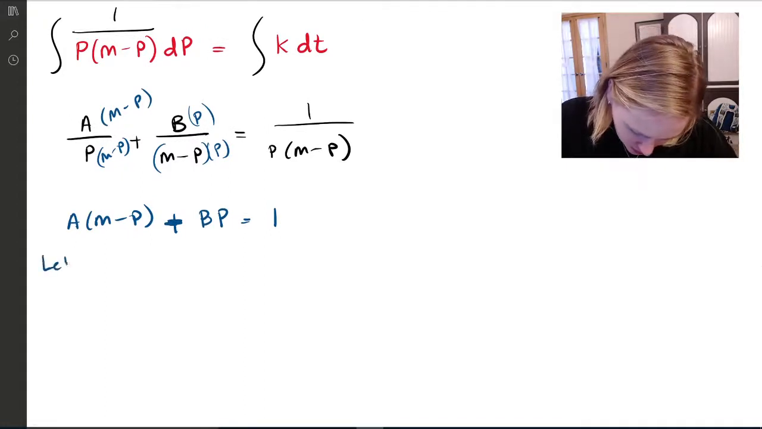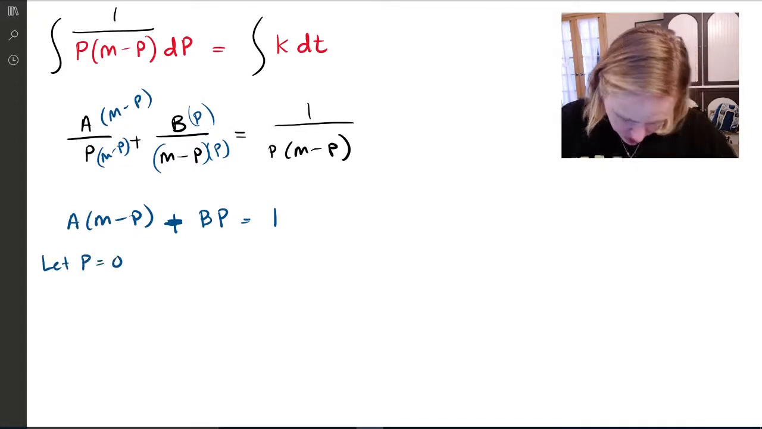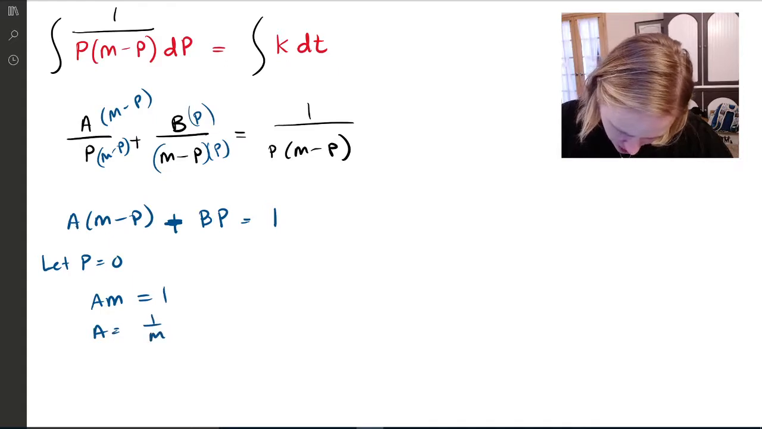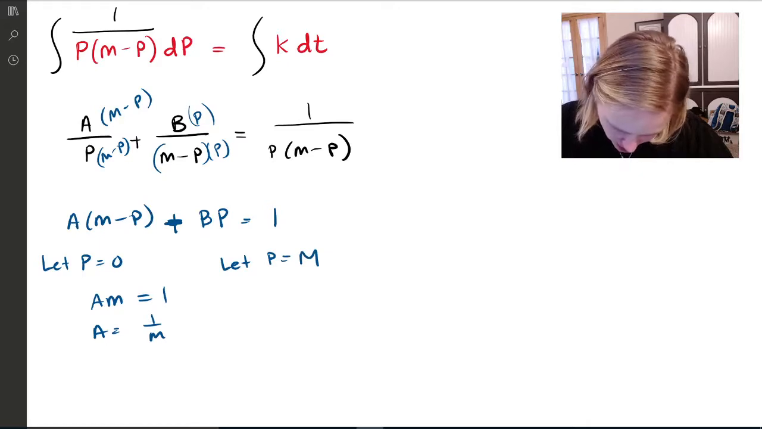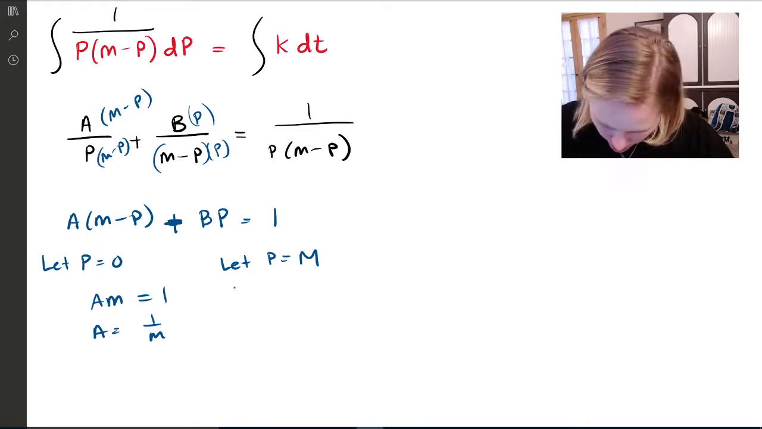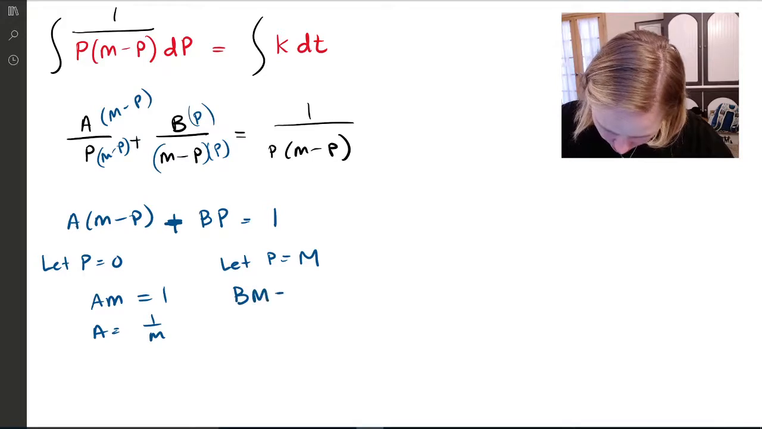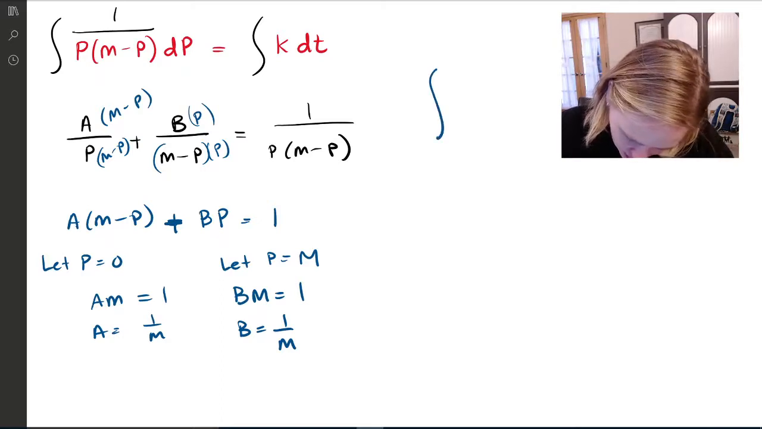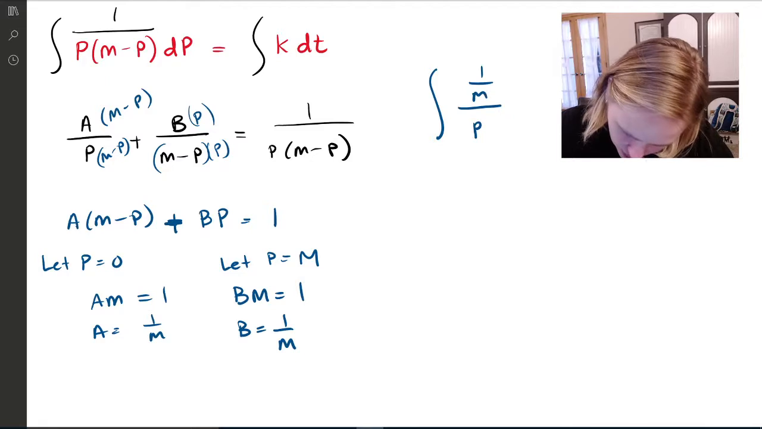Now I'm going to let p equal 0, and when p is 0, I get am plus 0 equals 1, so a equals 1 over m. And then I'm going to let p equal m, and when p is m, this turns to 0, and then I get b times m equals 1, which means b is also 1 over m. So now I'm ready to go and do my integral. When I integrate, I put a in and b in. I get the integral of (1 over m) over p plus (1 over m) over (m minus p) dp.